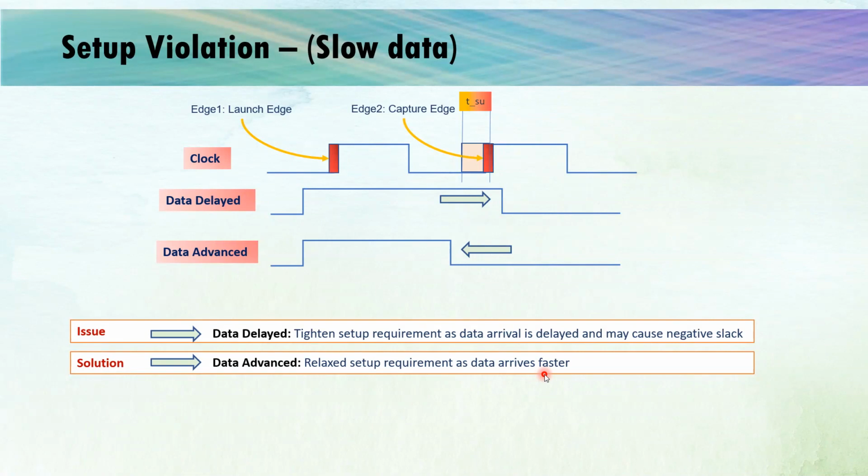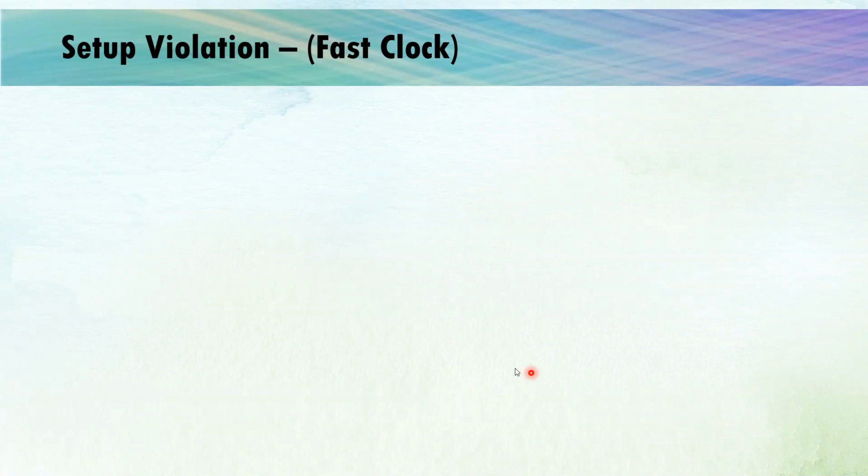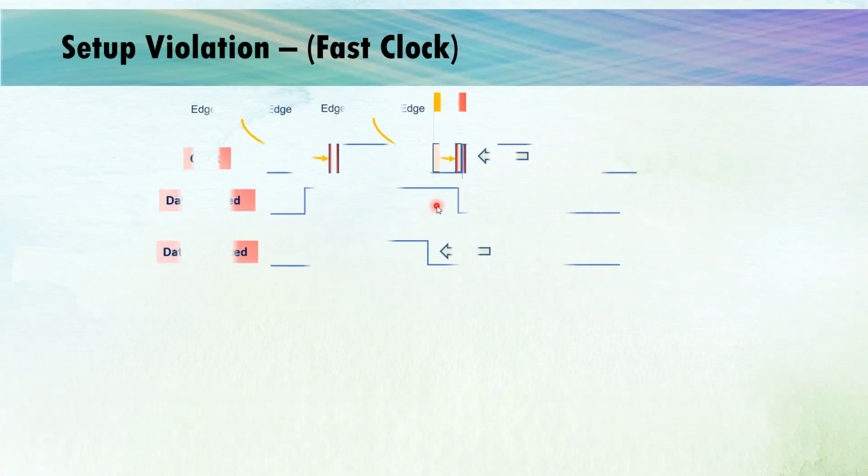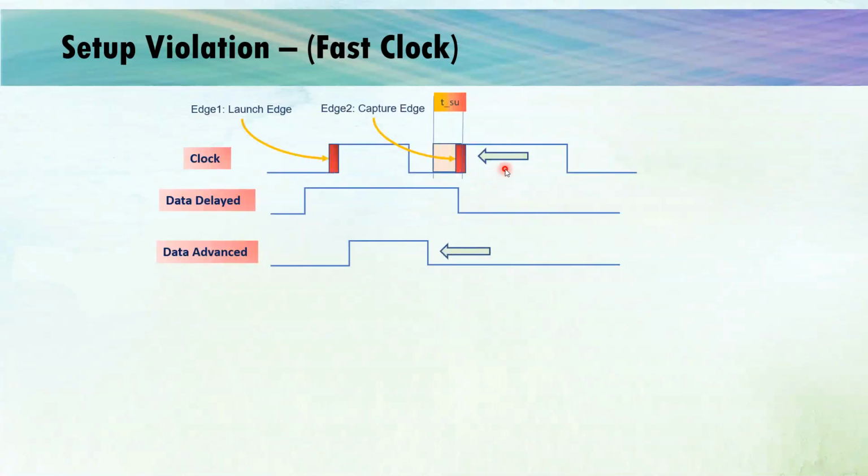But for now, we will see the other scenario, where the clock is fast. When I say the clock is fast, I mean that the clock edge at the capture flop is coming before the time at which it should come. The clock edge, as we have seen, was coming previously at this time. But now, because it is advanced, the clock edge is coming at some earlier time.